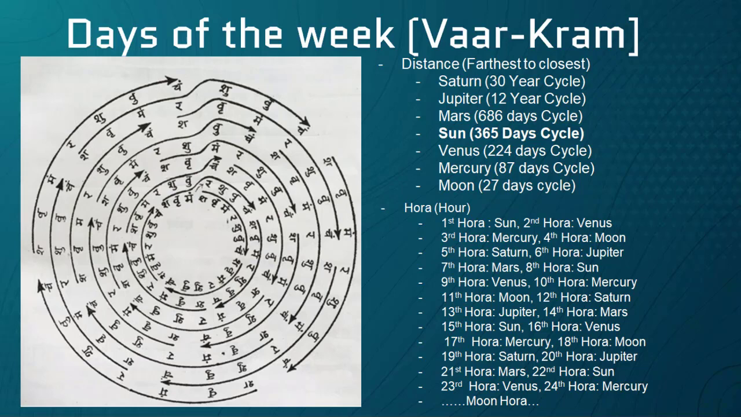To understand the answer to this question, we have to look at the distance of different planets, from the farthest to the closest. Saturn is the farthest planet. Then you have Jupiter, Mars, Sun, Venus, Mercury, Moon. Just to explain, we have the days of the vaar-kram. Var essentially means the day and kram means sequence. There is a reason why the days are named the way they are.